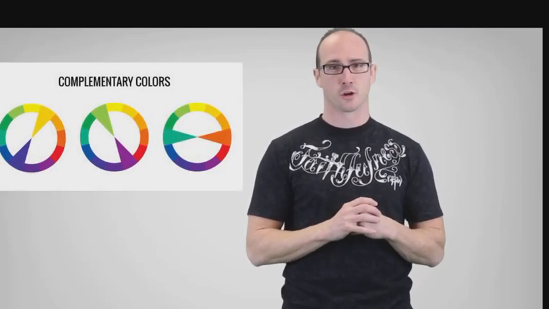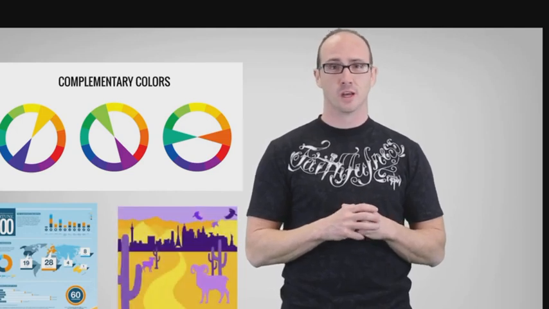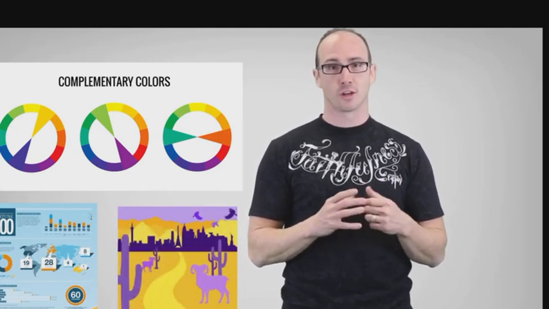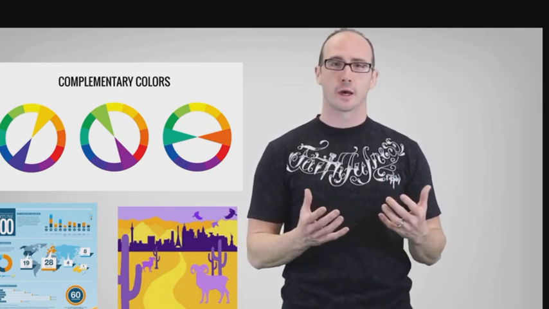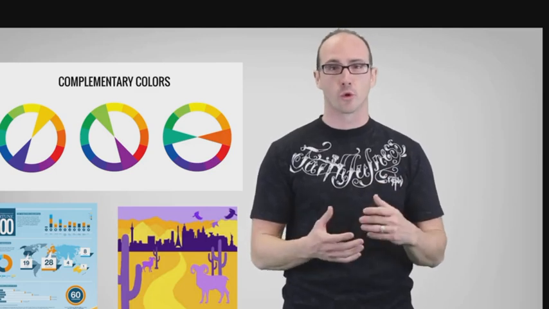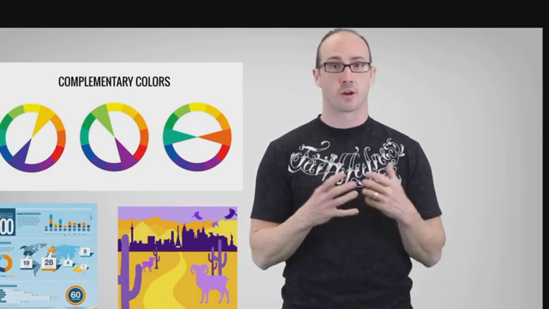Complementary colors are those colors that are across from each other on the color wheel. Orange and blue is an example of colors that are across from each other. Purple and yellow, and green and red. So when you think of those, you think of Christmas with green and red, and you see a lot of those color combinations in logo designs and even sports teams because they work really well together and they grab people's attention.